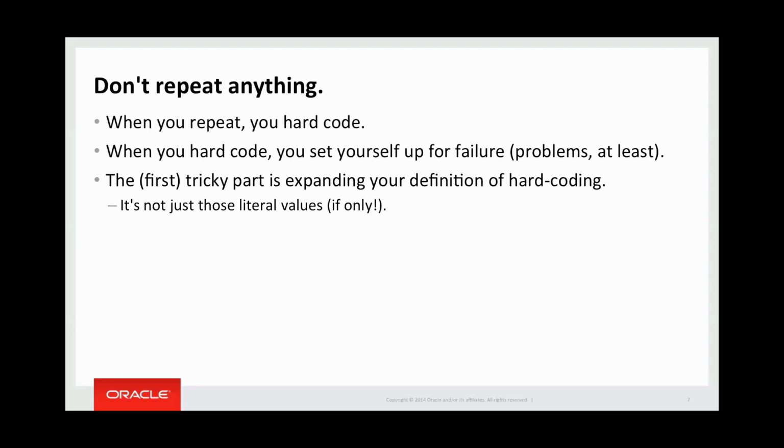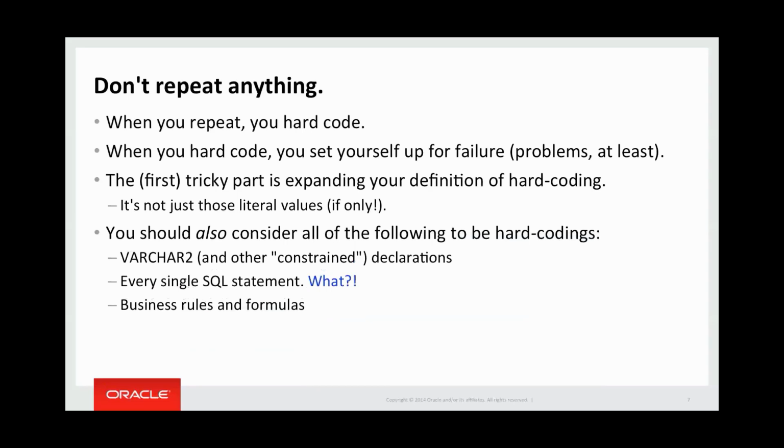And one of the things I like to point out about hard coding and avoiding repetition is that you need to expand your definition of what hard coding is. Because for the most part, we think of it as being literal values. So for example, I think that you should consider every constrained declaration like a varchar 100 to be a hard coding, in fact, to be a bug.